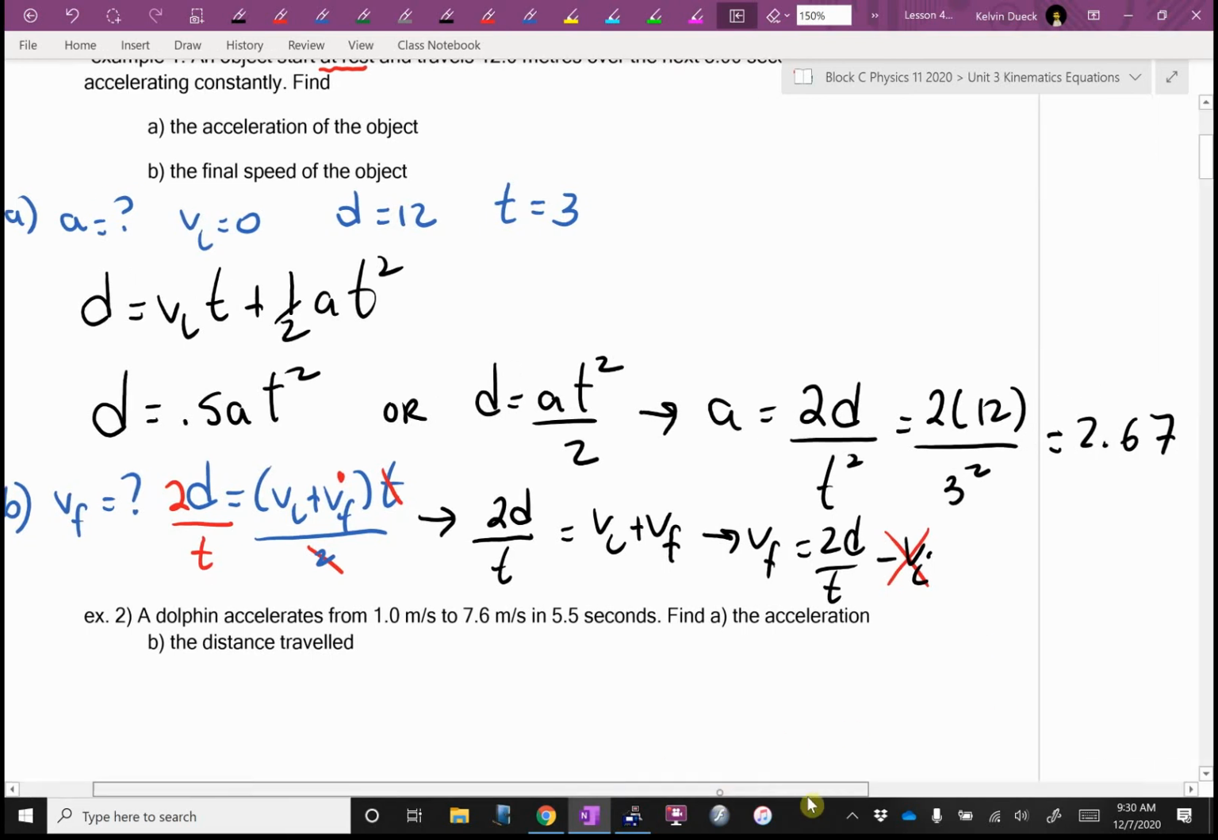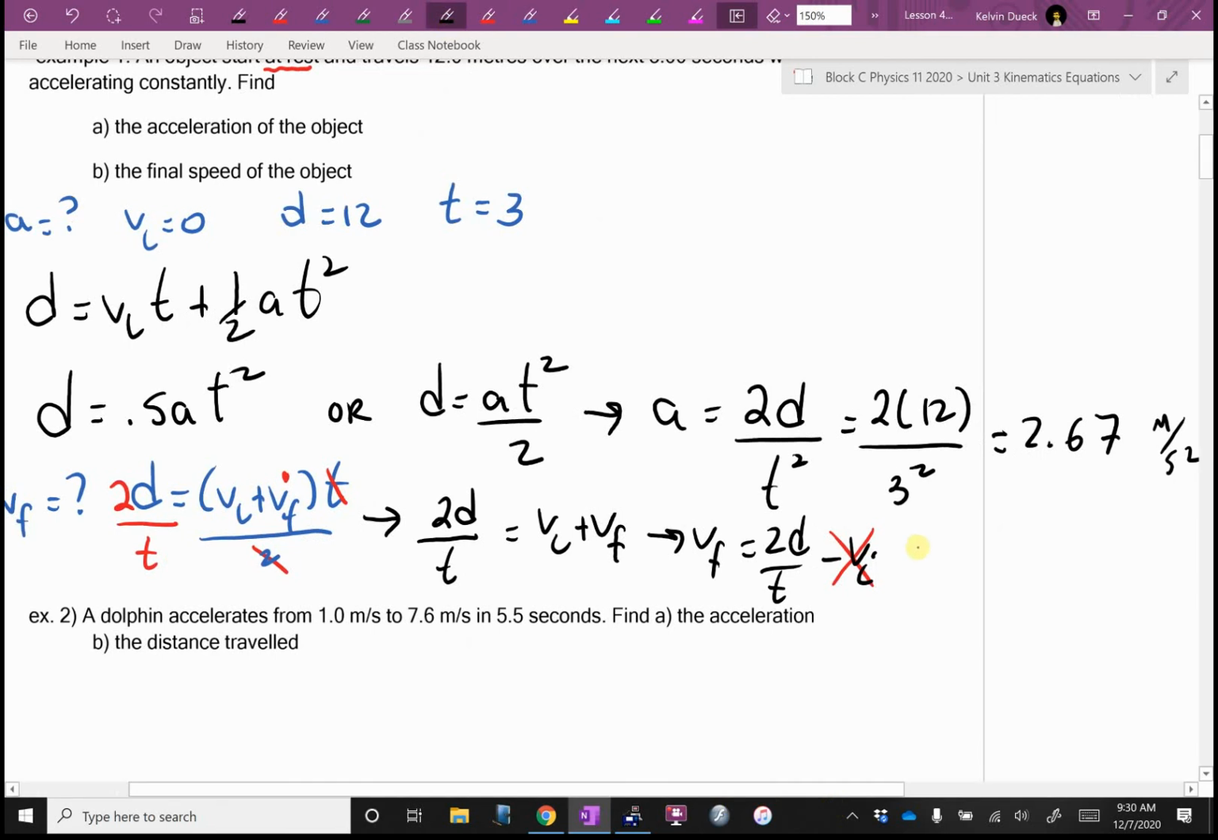Kai, what's D? What's T? Oh, don't forget the 2, Mr. Dewick. 2 times 12 over 3. 24 divided by 3. Hey, you might even be able to do that in your head. 8. What are we finding, VF? We ended up going 8 meters per second if we accelerate at 2.67 meters per second squared for 12 meters.